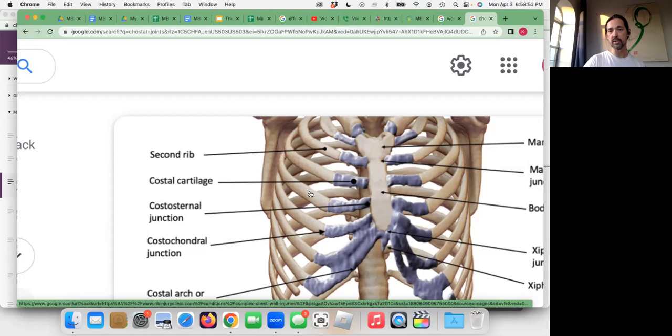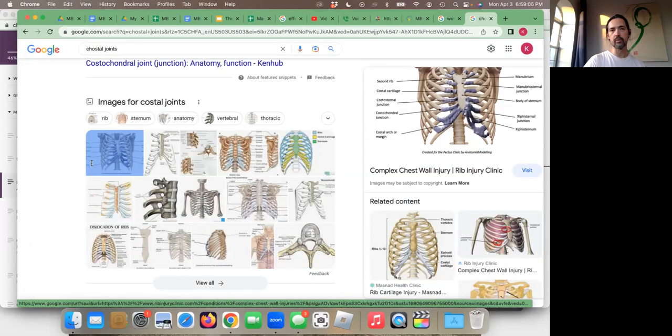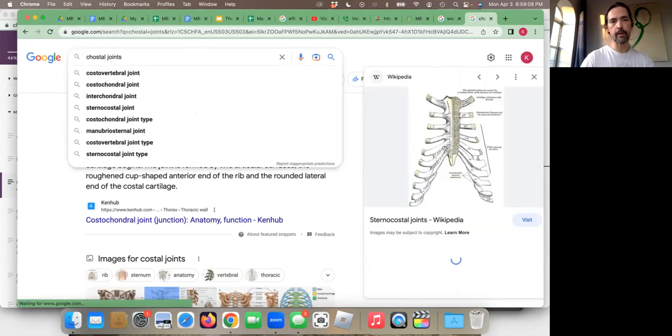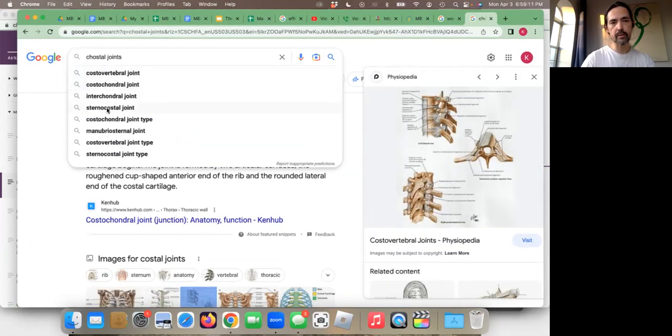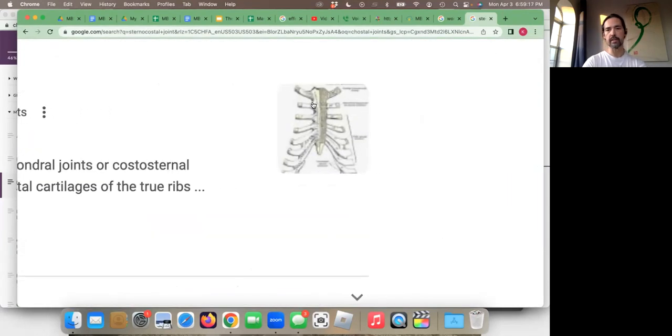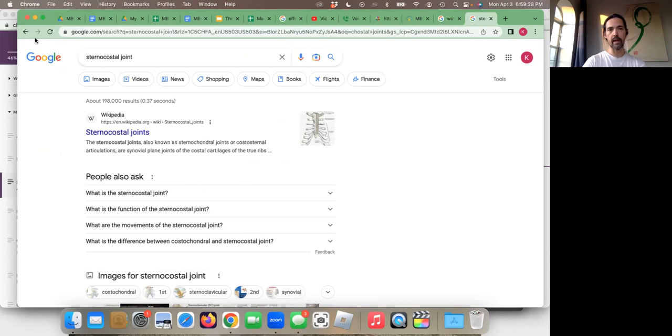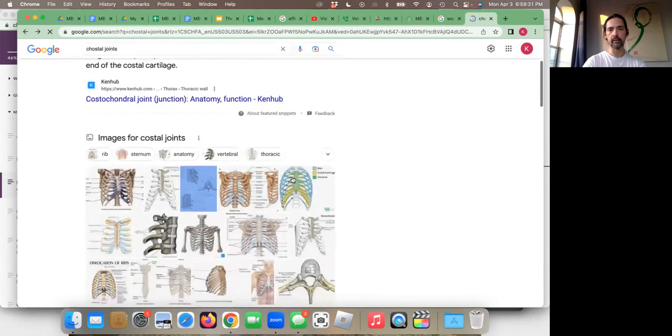The costo refers to ribs. These are the costocartilage joints, right? And then the joints between the costocartilage and the sternum have another name, which is the sternocostal joints. So that's the joints between the sternum or the breastbone and the costal cartilage, the cartilage of the ribs. Those joints allow for very little movement.